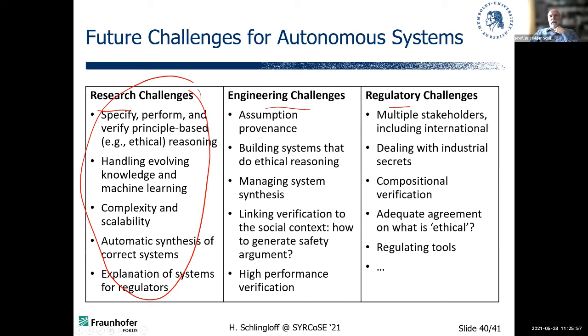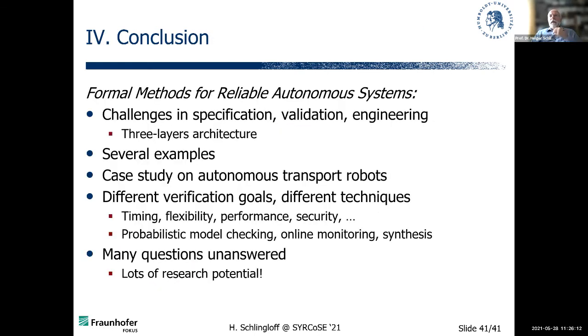And of course, we need to find out how to explain systems for regulators in order to come up with some guidelines on how to develop the technology. So this brings me to my conclusion. We talked about formal methods for reliable autonomous systems. I told you about challenges in specification, validation, and engineering. Hopefully, as a takeaway message, you remember the three layers architecture for the design and validation of such systems.